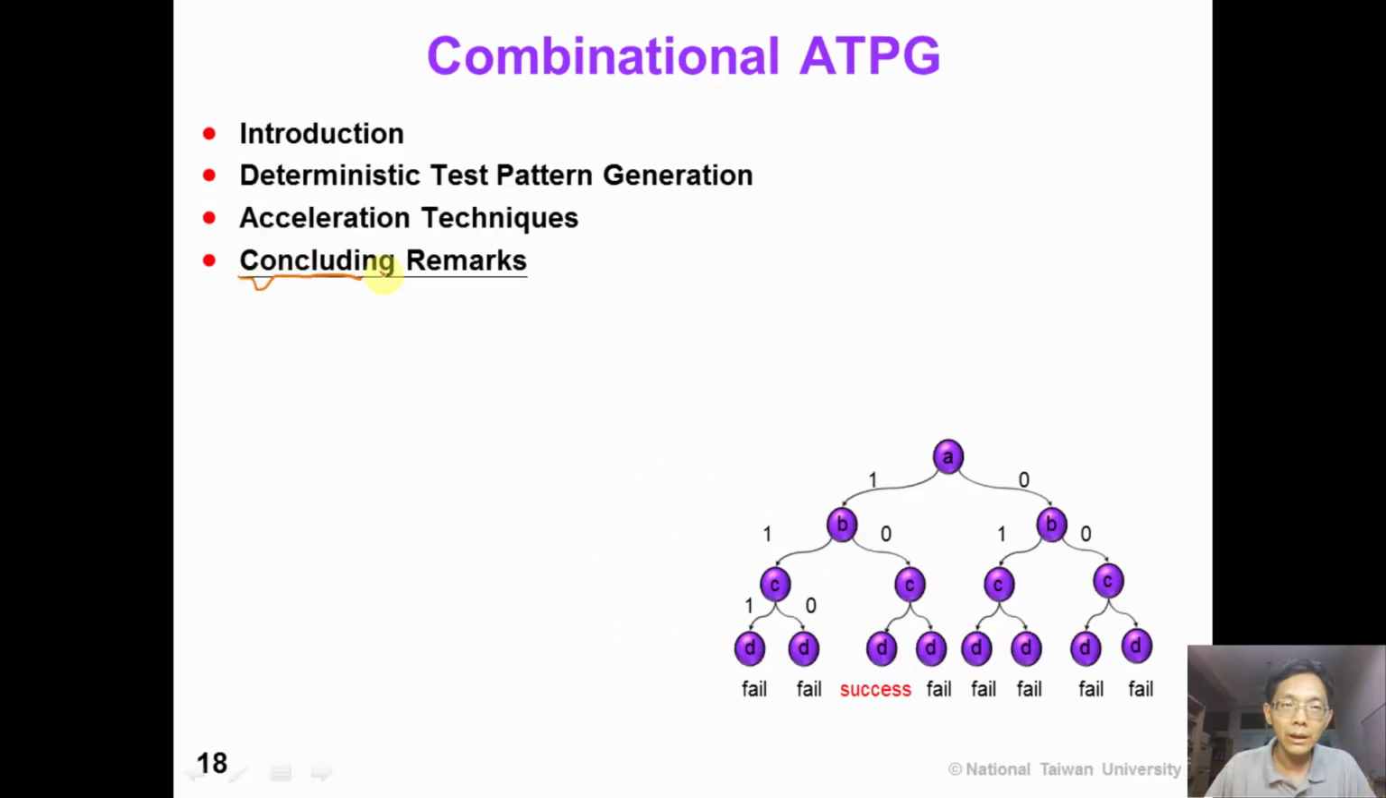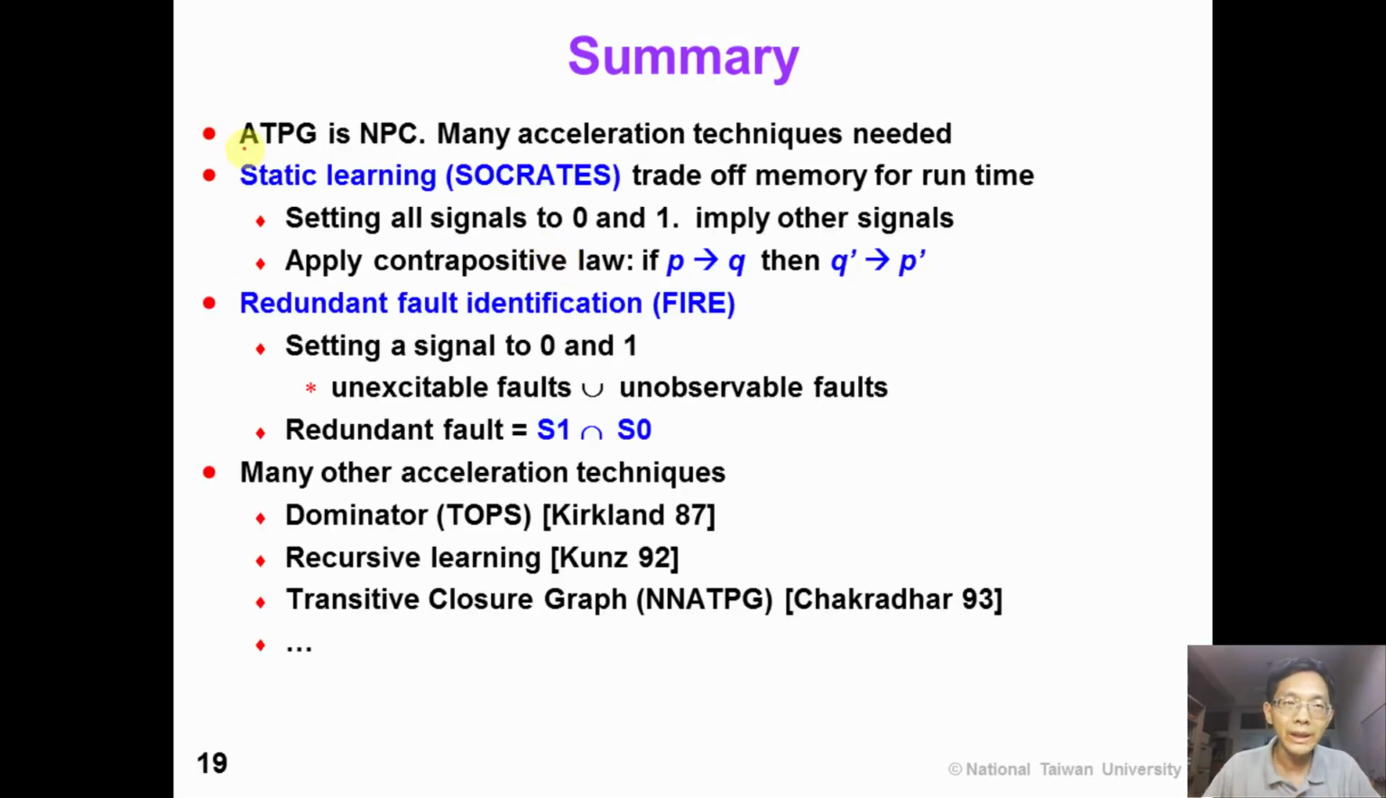Now let's make some concluding remarks for this chapter. In this chapter, we have shown that ATPG is an NP-complete problem, so we need many acceleration techniques. In this video, we have shown 2 techniques. Static learning is a trade-off of memory for runtime. The idea is to set all signals to 0 and 1 and imply other signals. We can apply the contrapositive law to obtain important information so that we can make quick decisions.